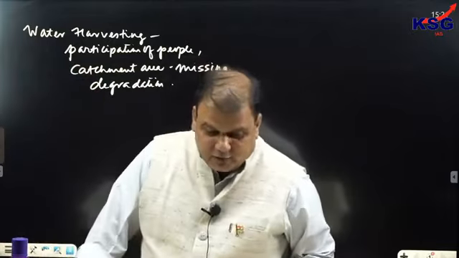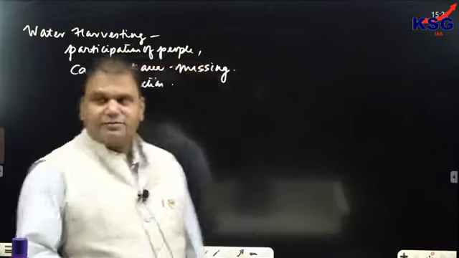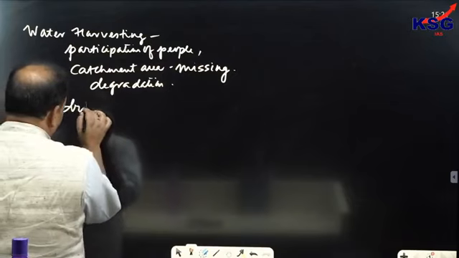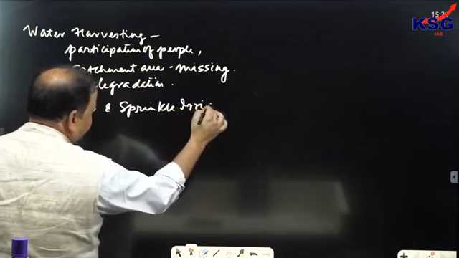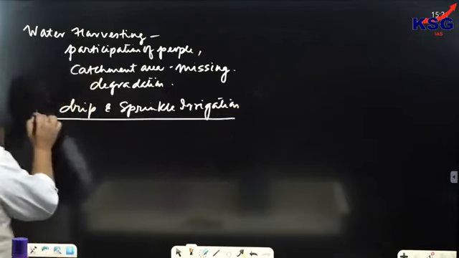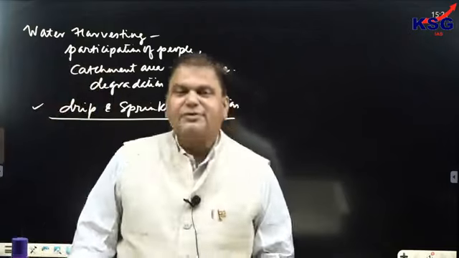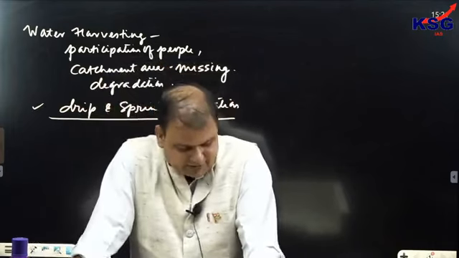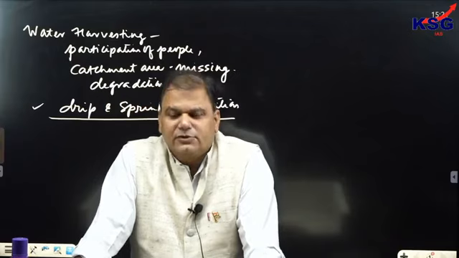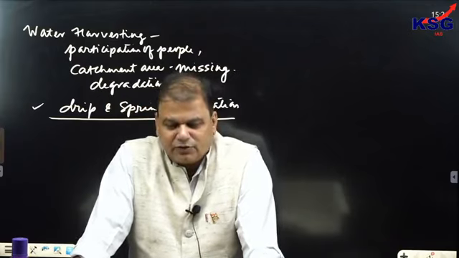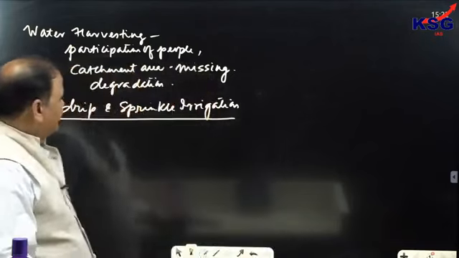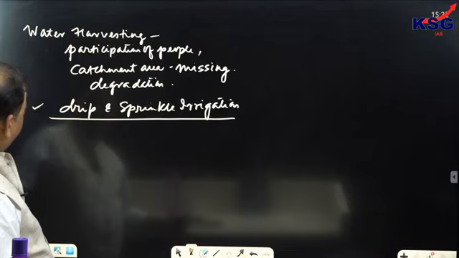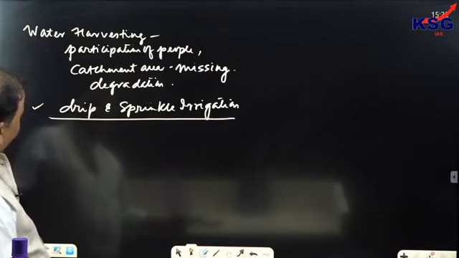Write down. Irrigation pattern can also be changed. And drip and sprinkle irrigation can be used for this purpose. Is that clear? Fine.